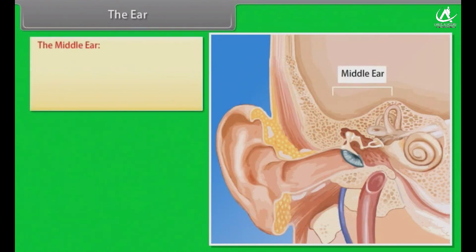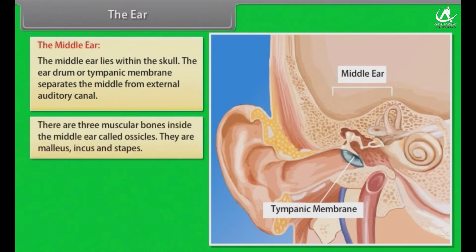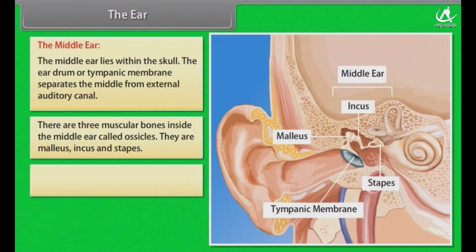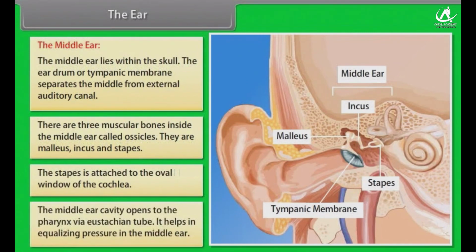The middle ear. The middle ear lies within the skull. The eardrum or tympanic membrane separates the middle ear from the external auditory canal. There are three muscular bones inside the middle ear called ossicles. They are malleus, incus, and stapes. The stapes is attached to the oval window of the cochlea. The middle ear cavity opens to the pharynx via the eustachian tube. It helps in equalizing pressure in the middle ear.